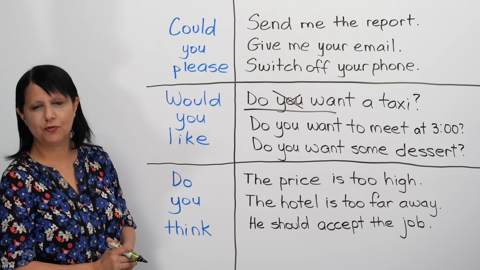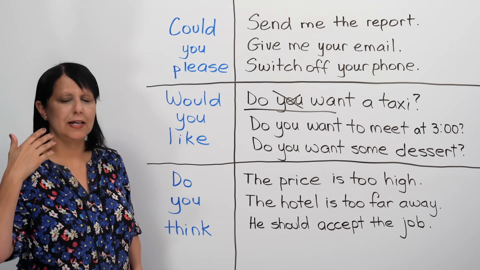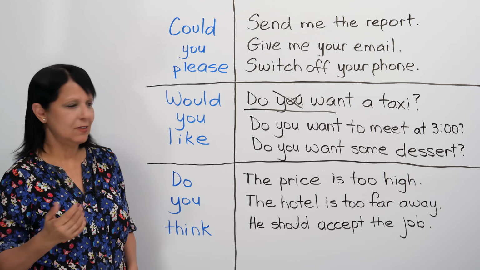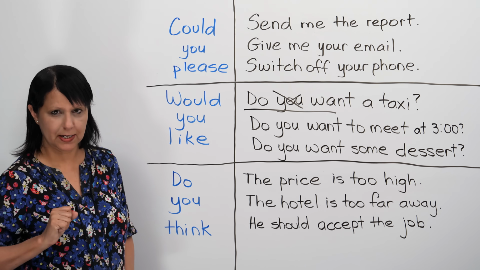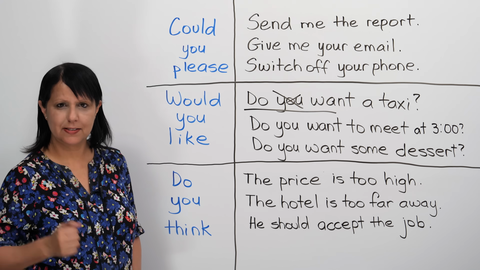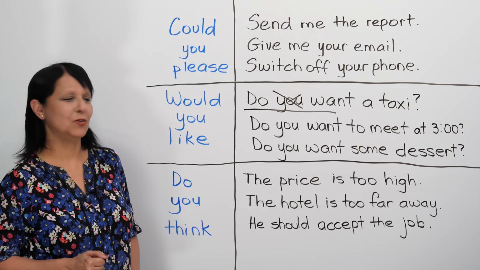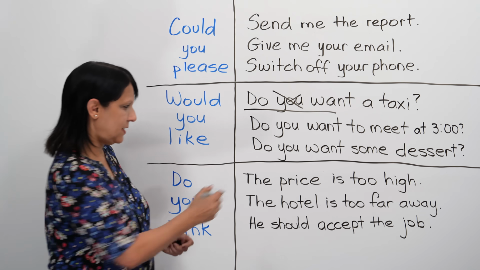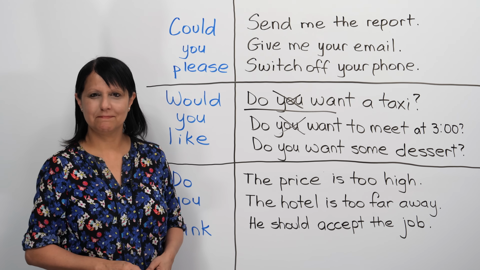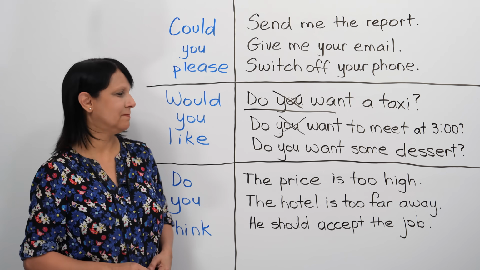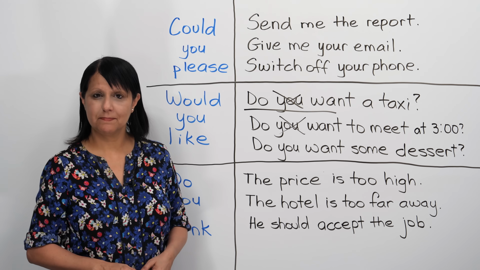And then you're fine. Suddenly, the level of what you're saying, the politeness, the language, everything is so much higher. So now let's reframe these questions with this expression, would you like? Would you like a taxi? You say it. Good. Instead of this, would you like to meet at 3? Good. Now let's do the last one. Would you like some dessert?